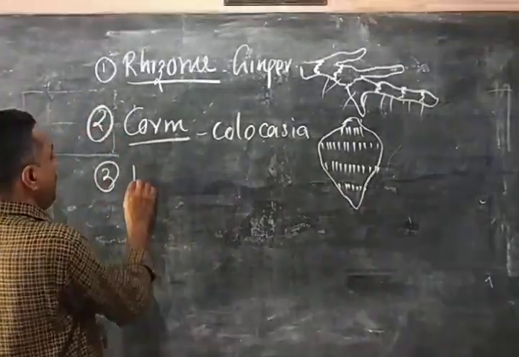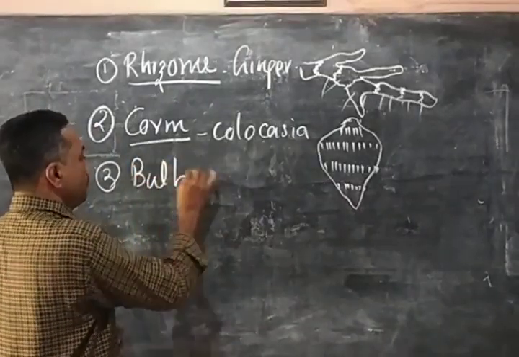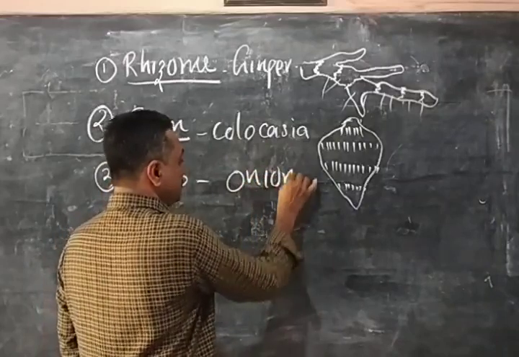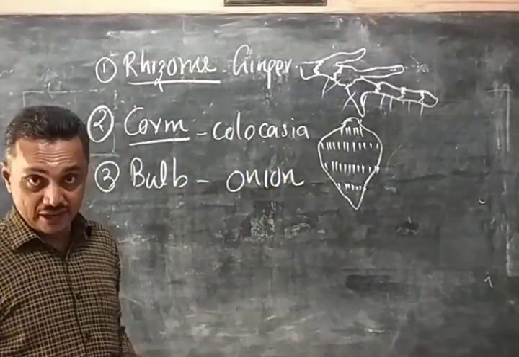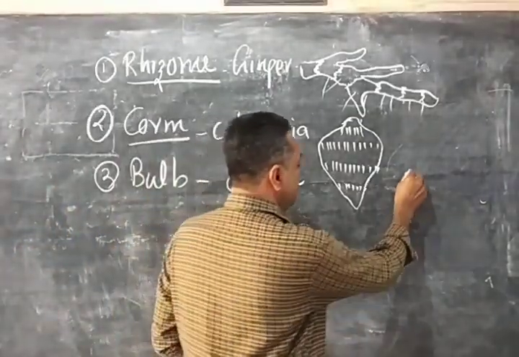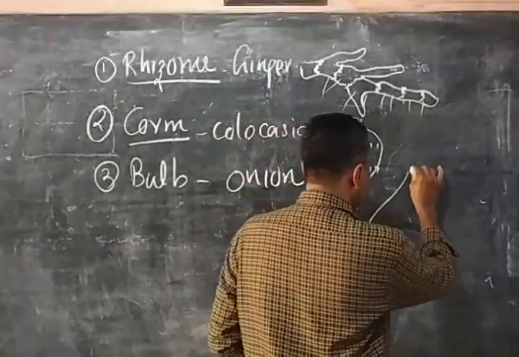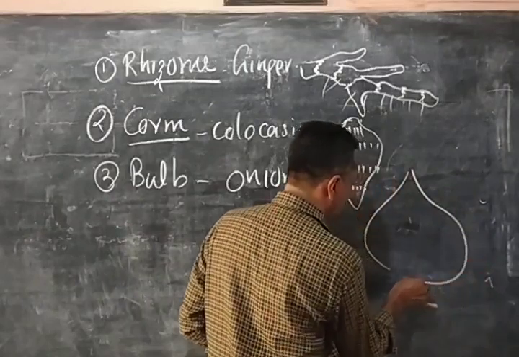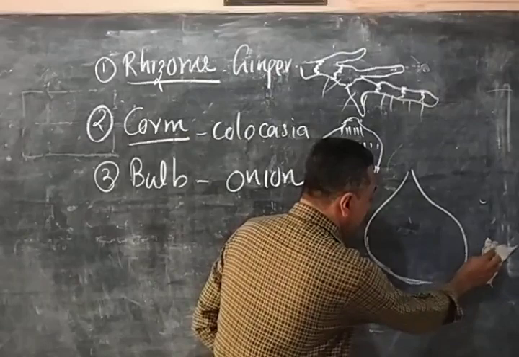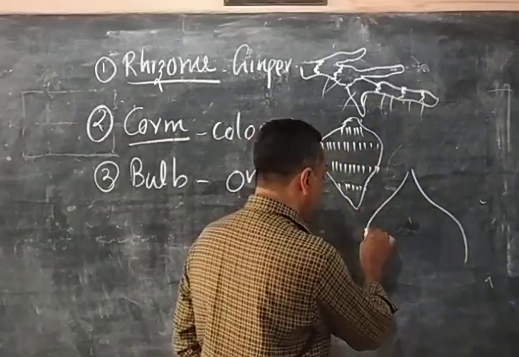The third one is called bulb, a kind of modification found in the plant called onion. In the onion plant, you know the plant is like that. See, onion. This structure we call a bulb. These kinds of structures are called bulbs, in a plant like onion, very familiar for you.